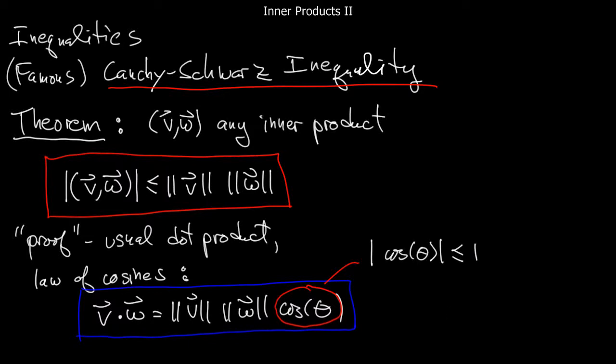So this box in blue says that these two things up here, the v dot w on the left-hand side and the product of the lengths on the right-hand side, are the same up to this number of absolute value less than or equal to 1. So that says that you have this inequality in the Cauchy-Schwarz inequality. The left-hand side is the right-hand side times a small number.